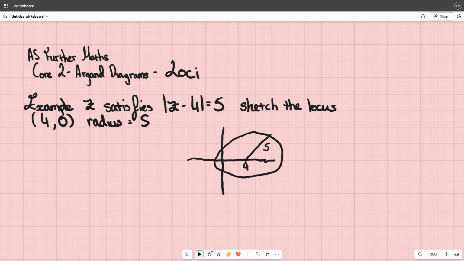And then the next part of the question is that it satisfies that bit, but it also satisfies that the imaginary part of z is equal to 0. Oh yeah, label your axes as well. And so when the imaginary part, or the y-axis, is equal to 0, we have these two points that cut the x-axis, so we know that it's always equidistant from the centre as well. So it's 4 minus 5, so we have the point (-1, 0), and we have the point (9, 0).